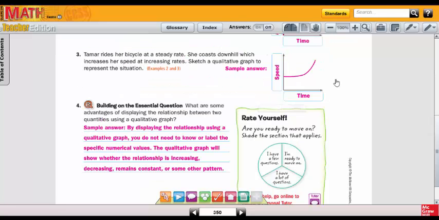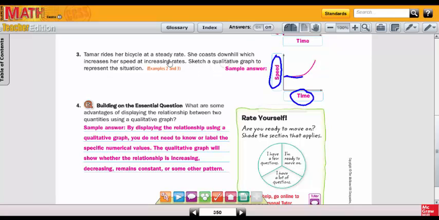Tamar rides her bicycle at a steady rate. She coasts downhill, which increases her speed at increasing rates. Sketch a qualitative graph to represent the situation. Well, we're talking about steady rate, so we're talking about speed. So we put speed on our y-axis, and again, we're talking about time. So Tamar rides her bicycle at a steady rate. That would be a flat line because we're at a steady rate.